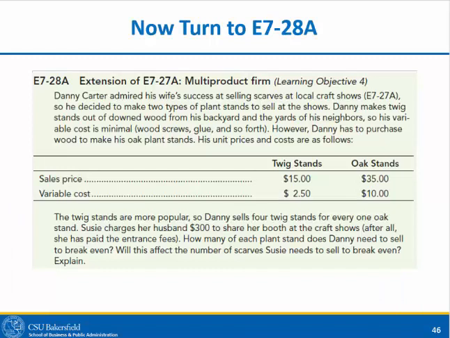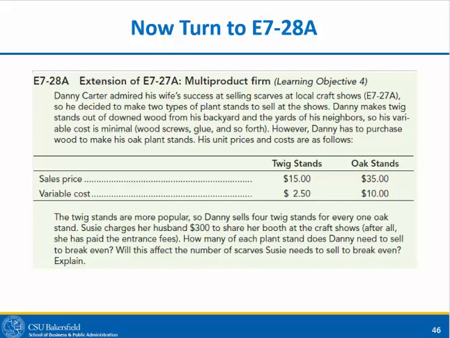So let's take a look at the next interesting example. It's also a multi-product firm. Danny Carter admired his wife's success at selling scarves at local craft shows. So he decided to make 2 types of plant stands to sell at the shows. Danny makes twigger stands out of downed wood from his backyard and the yards of his neighbors. So his variable cost is minimal, wood screws and glue and so forth. However, Danny has to purchase wood to make his oak plant stands. His unit prices and costs are as follows.